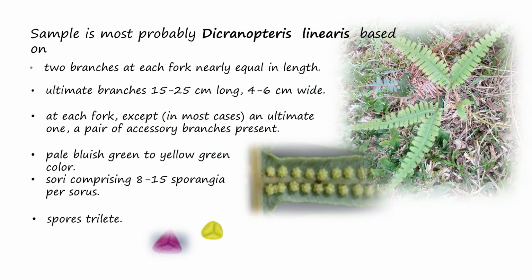The possible identity of the sample then was Gleicheniopteris linearis. The sample, as in Gleicheniopteris linearis, had 1. Equal-sized branches at each fork, with the ultimate branches about 15 to 25 centimeters long and 4 to 6 centimeters wide. 2. Accessory leaflets at most forks. 3. A greenish-blue color on the underside of the pinnae. 4. Each sorus comprising 8 to 17 sporangia and 5. Trilete spores.